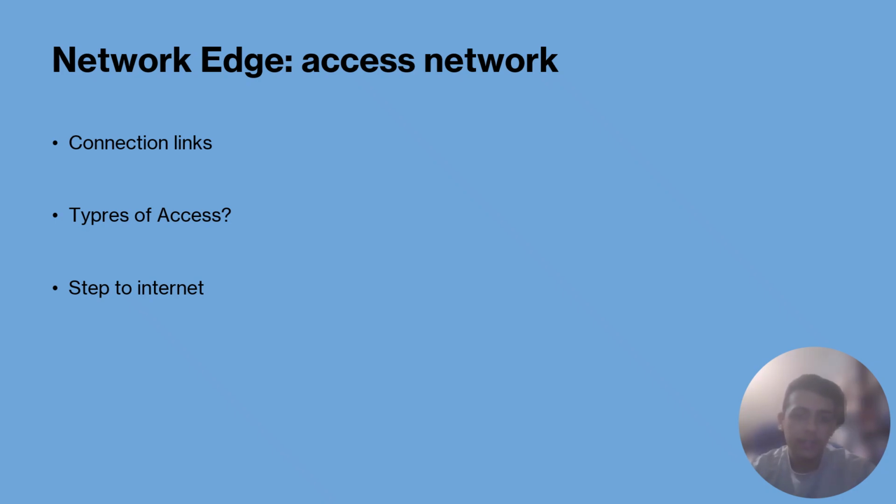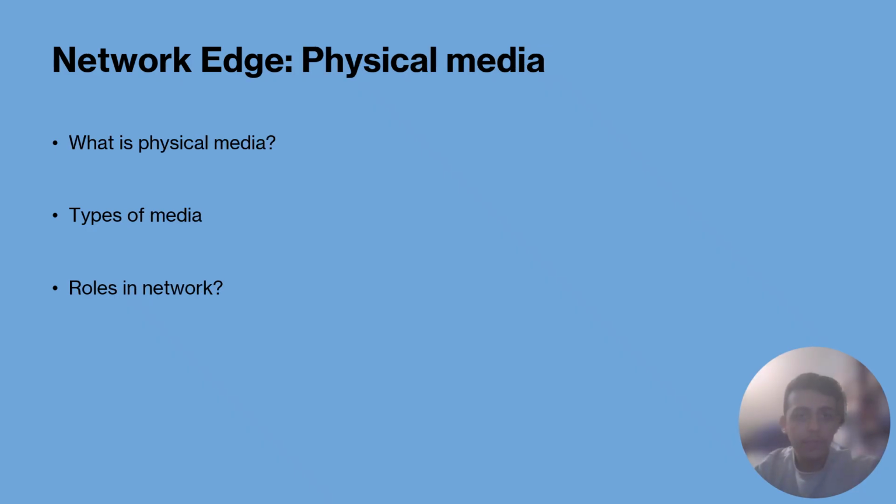Next, we have different types of access. Networks can use different technologies such as Wi-Fi, fiber cable, or cellular. Each offers varying levels of speed, reliability, and coverage, depending on the infrastructure. Then we have the step to the internet. This is the point where the user data enters the network. The quality of the access network has a direct impact on the overall speed and performance of the internet connection.